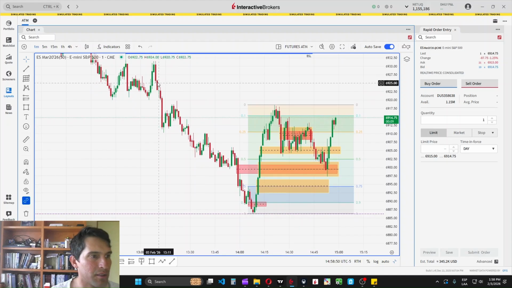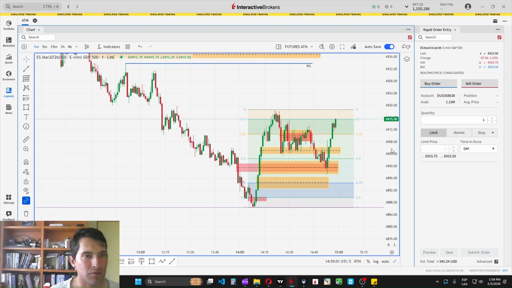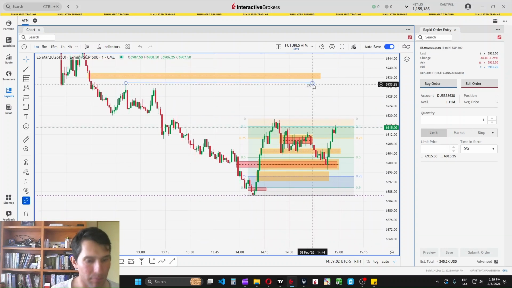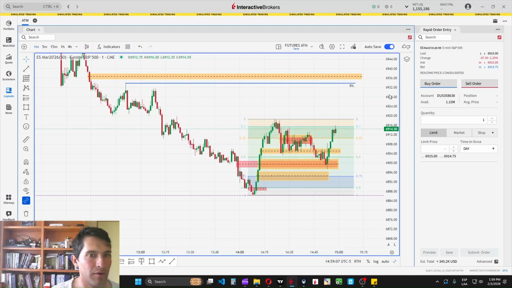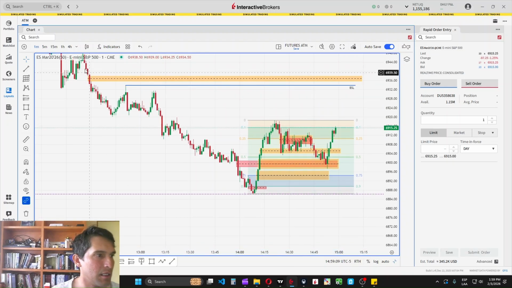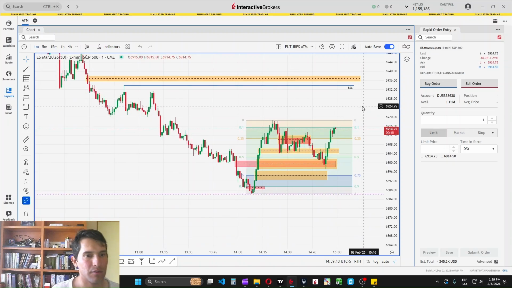I like this area because also we have this imbalance right here, and that's a good place to expect the price to go. As you remember, my targets are this buy side liquidity right here, and also this fair value gap right here, and also this one right here. Okay, so let's see if I can get the movement, and let's wait a little bit.